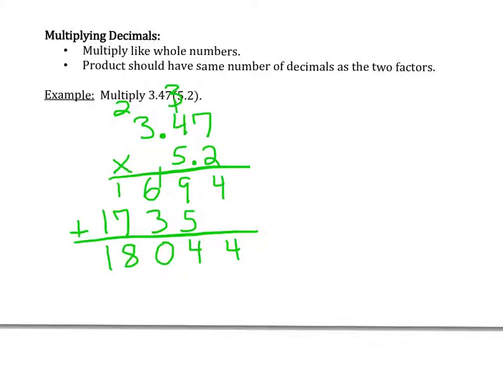Notice here I have 2 decimal places after the 3 and 1 decimal place after the 2. Of course, when I write my answer, the decimal place starts at the end, but I'm going to move it 1, 2, 3 spaces. So my solution is going to be 18.044. So that's multiplying decimals. Let's go now to division.